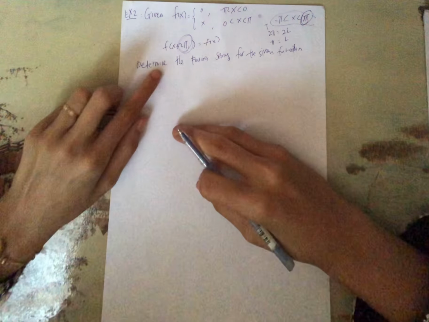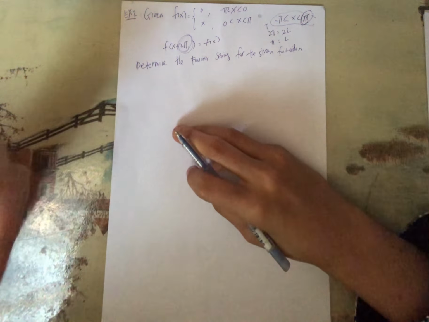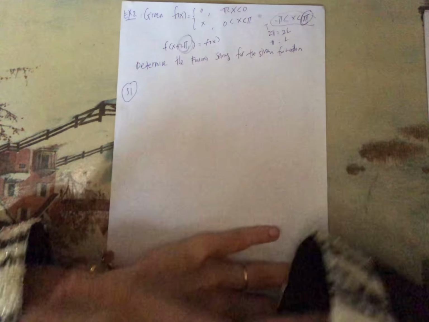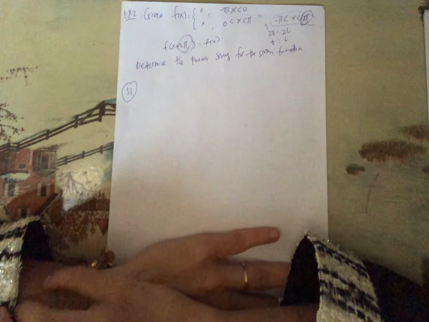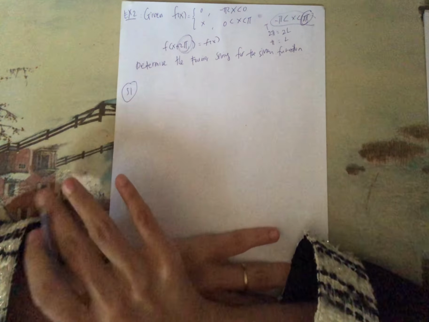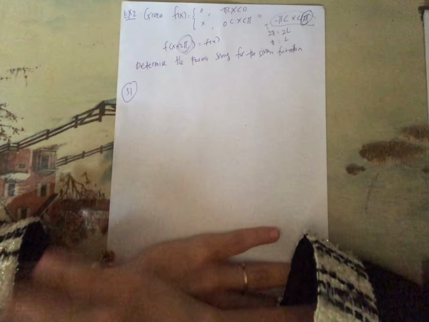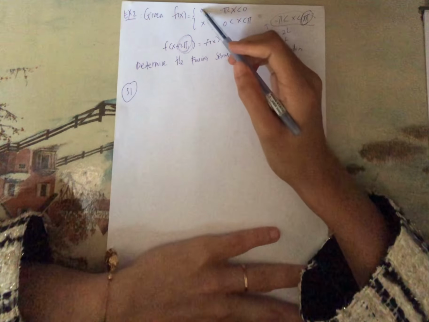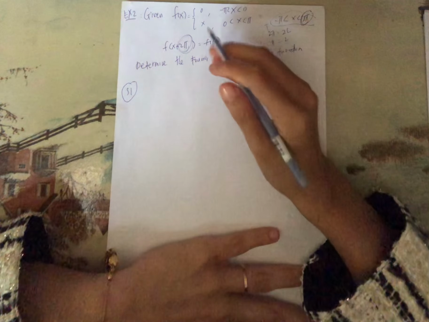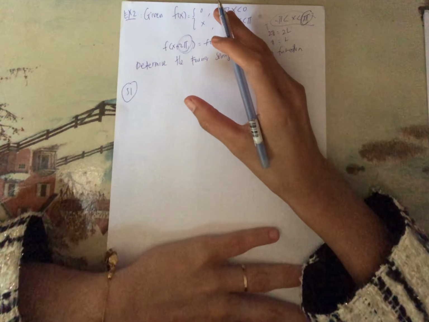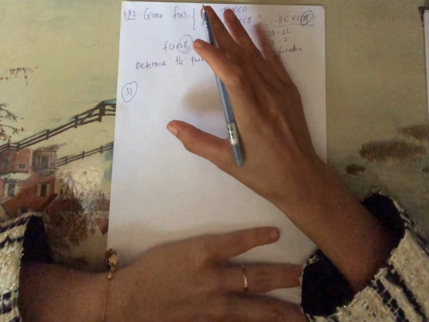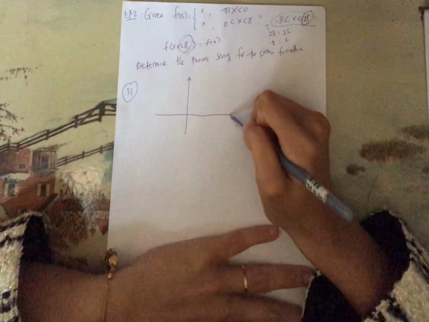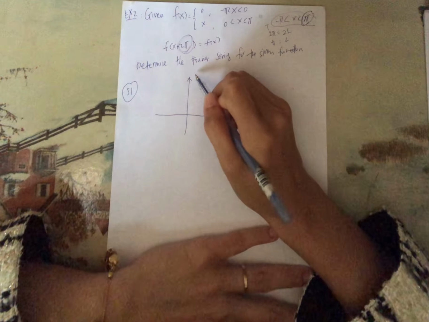Okay, now the question asks you to determine the Fourier series for the given function. That's it. So step number 1, you need to check whether your f(x) is odd, even, or neither. Sama ada dia odd ataupun even ataupun bukan kedua-duanya sekali. So since you have two functions here, the best way to identify odd or even is to use a graphical approach. I will use a graphical approach to determine whether this function is odd or even.